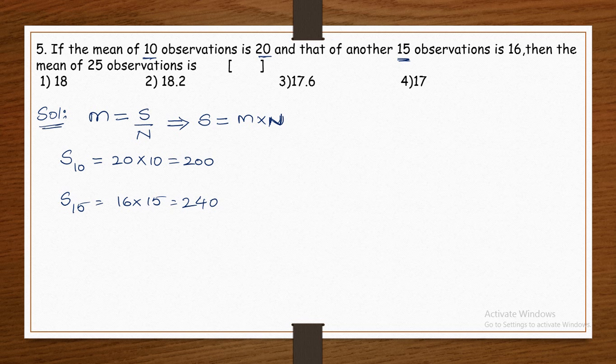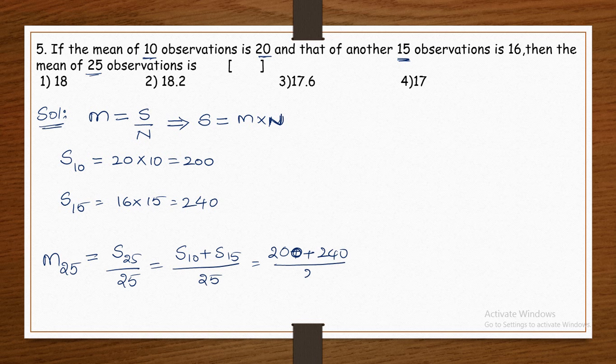Now what is being asked? The mean of 25 observations, that means M25. M25 is given by the sum of 25 observations divided by 25. Here the sum of 25 observations means the sum of 10 observations plus the sum of 15 observations, divided by 25. So which gives me 200 plus 240 divided by 25. Now 200 plus 240 is 440 divided by 25.